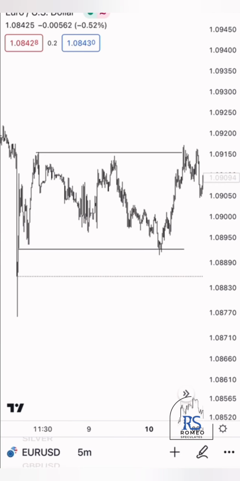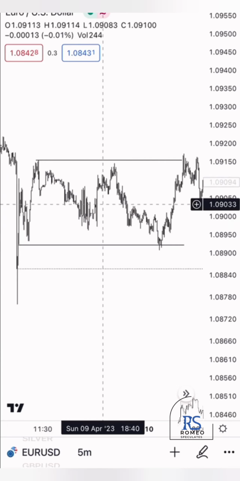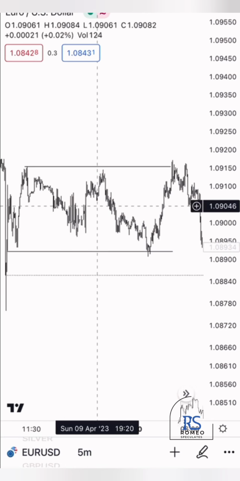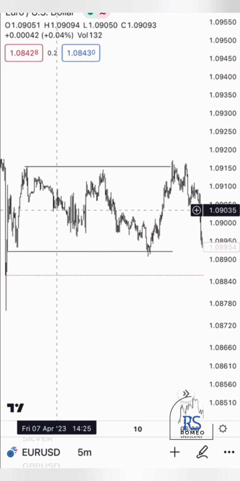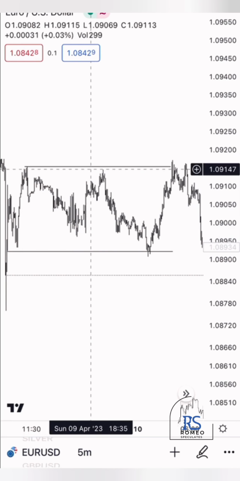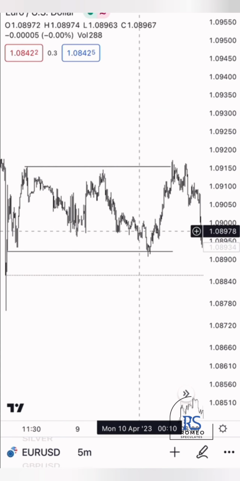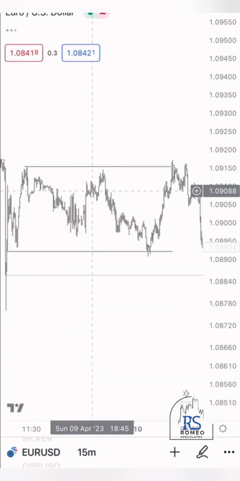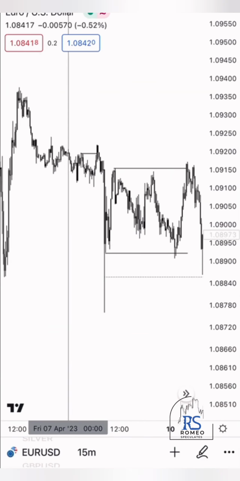So, a clear defined range. And if you've been following along for a while, you'll have known by now that one of my favorite types of turtle soup is this double top and then a purge of the equal highs, which are also previous week's high. So I'm not taking these equal highs for the sake of being equal highs.